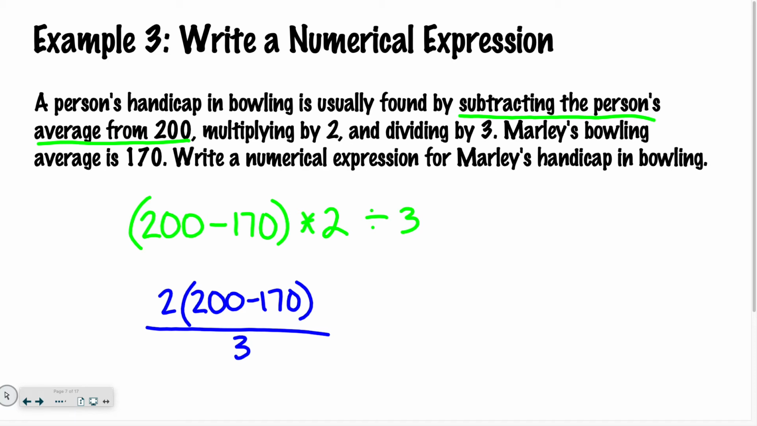And I know some of you are going to be tempted to just solve it and write the answer. That's not what we're looking for on a lot of the problems today for your homework. So don't do that extra step today unless the directions specifically tell you to. But numerical expression means you stop right here.